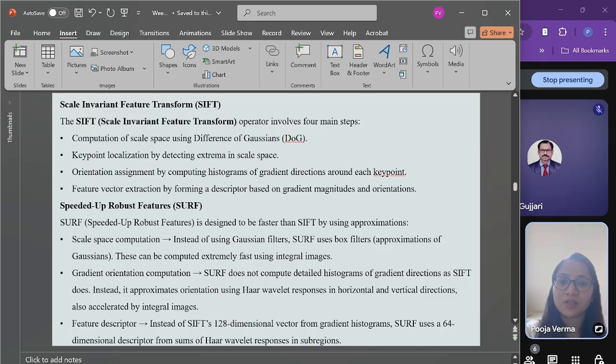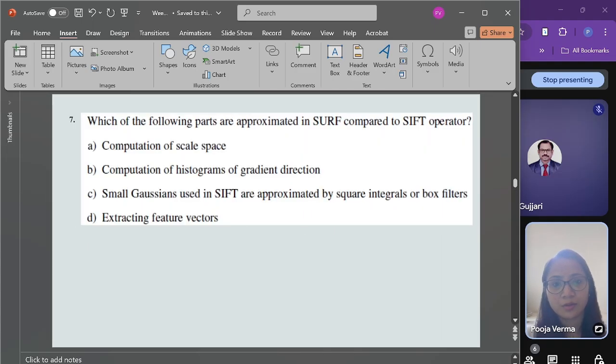Okay. And similarly, SURF, that is Speeded-Up Robust Features, is designed to be faster than SIFT. So the first one is scale space computation. Instead of using the Gaussian filter, SURF uses the box filter, right? That is an approximation of the Gaussian, and this can be computed extremely fast using integral images. Okay, so in the option it is given that SURF uses box computation, or box filters.